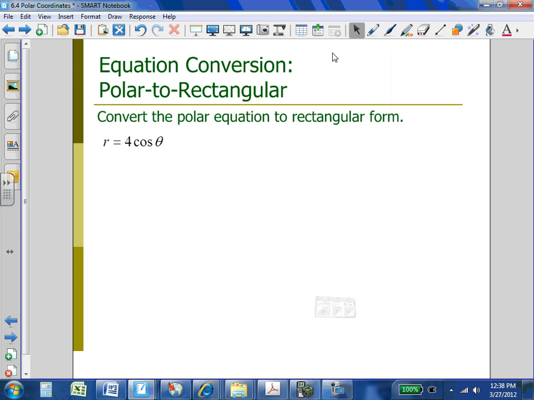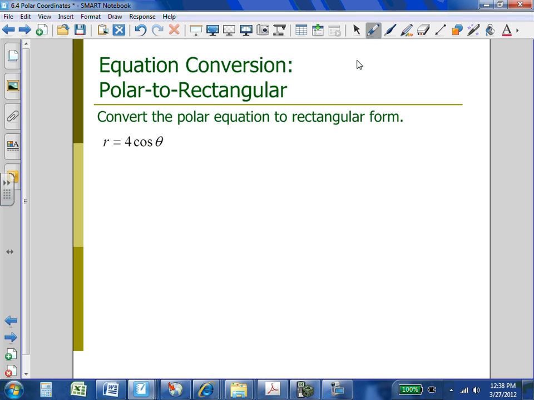And we're going to continue here with equation conversion. This time we're going from polar back into rectangular. And one of our general strategies here is that we're going to get an r associated with a sine or a cosine, because that leads us back to an x and a y.